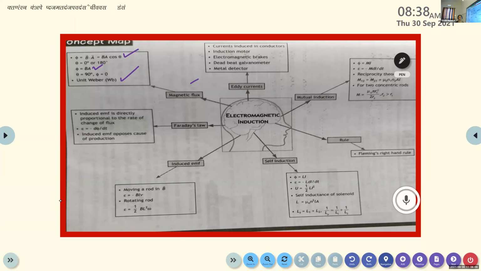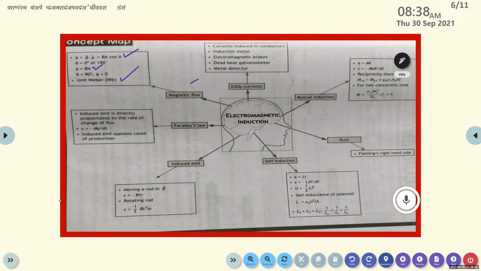Then we discuss Faraday's law. So state Faraday's law of electromagnetic induction. Srihari, Faraday's law of electromagnetic induction. Here you can see this Faraday's law. Naurin, Faraday's law of electromagnetic induction.